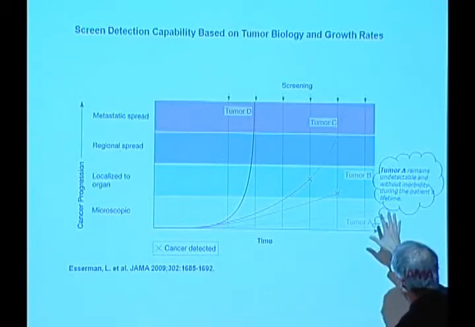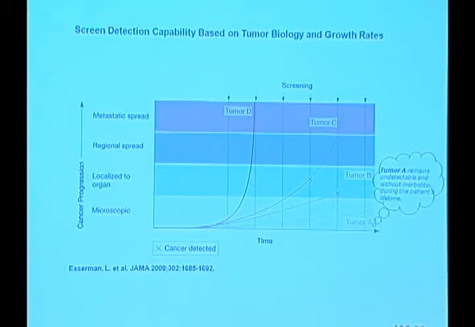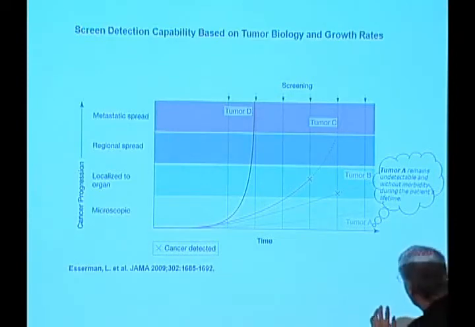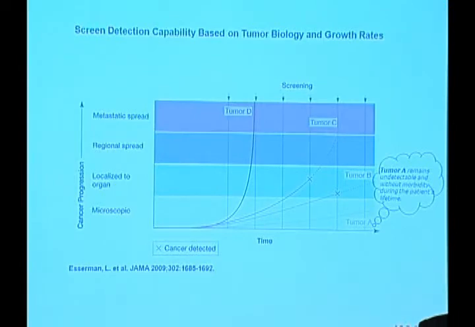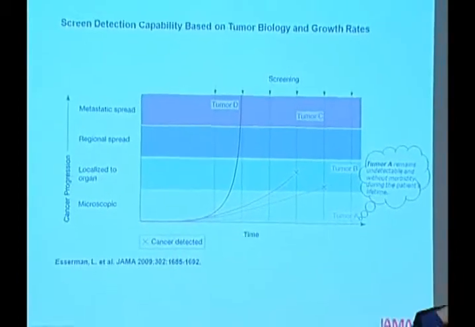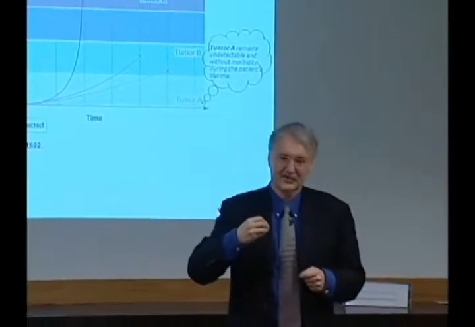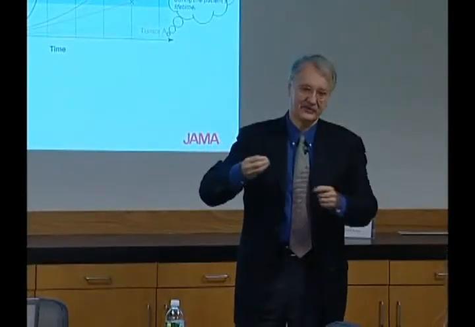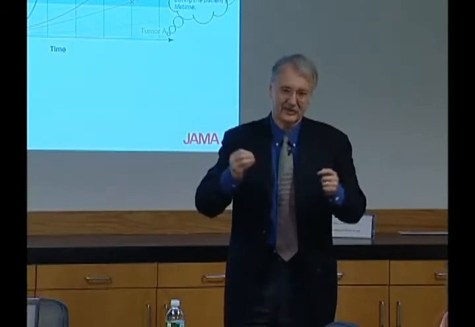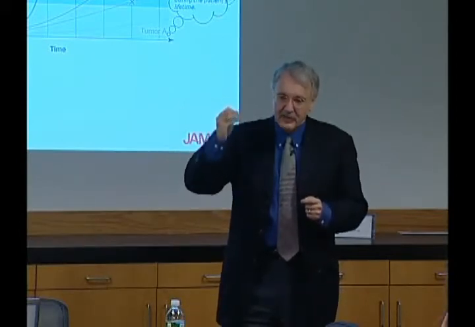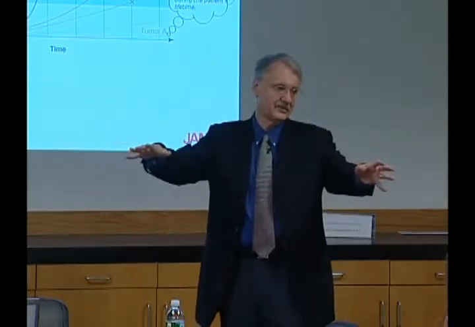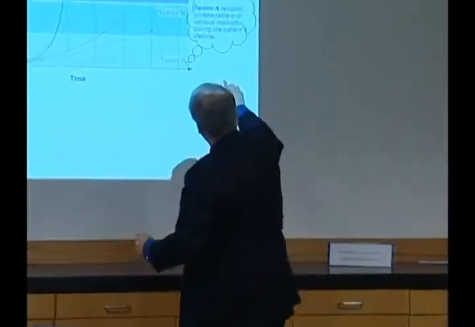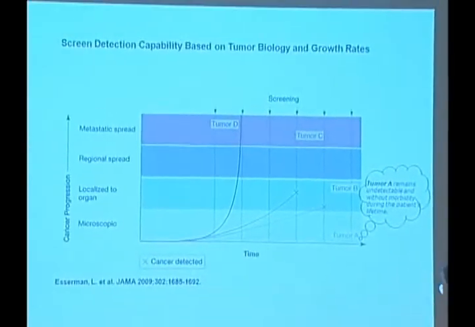Let's examine tumor A and tumor B. First, tumor A. Tumor A remains undetectable and without morbidity during the patient's lifetime. Okay. And that, by the way, is my personal definition of something that's indolent. It will not bother you during your expected lifetime. This is not to theoretically project that if your life expectancy is 80 and you had made it to 150, it would have showed up. That's not what we're talking about. We're talking about you're living a normal life, and before a competing cause of death supervenes, this thing causes a problem. Okay? Do we all agree with that definition?